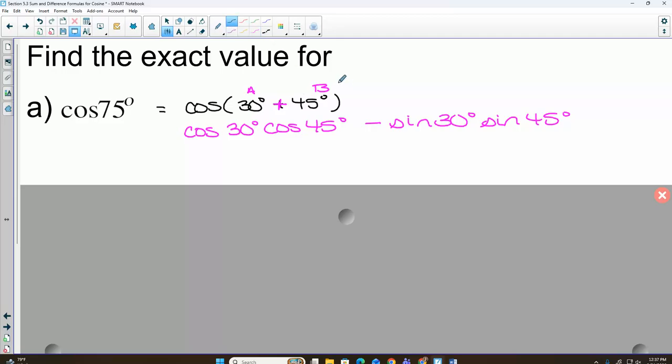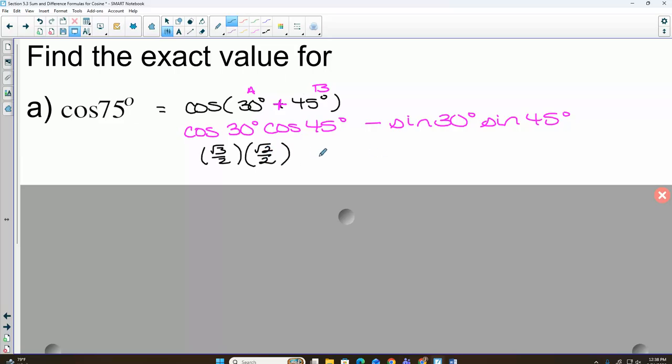So because my sine was a sum, I went with the A plus B formula. I know A and B, 30 and 45 degrees, and I plug those in. Now we can evaluate. So think about your hand trick. Cosine of 30, so that would be square root of 3 over 2 times the cosine of 45. So my hand trick, square root of the bottom over 2.